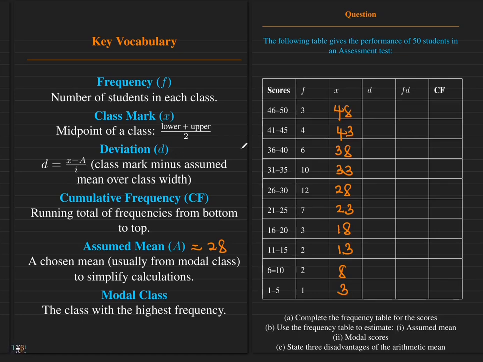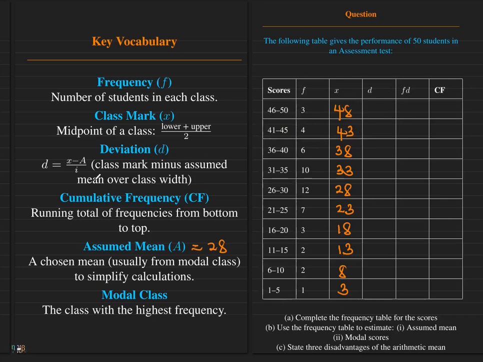Then we take each x value minus 28 and then divide it by the what? Class width. And what is the class width? It is simply the upper minus the lower. So it is 50 minus 46, which is 4. It's the same as what you have over here, 54 minus 41. All this will give you 4. You see? Hence, let's start the deviations.